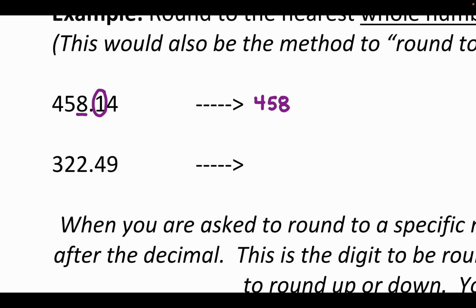Next example, 322.49. So the second 2 is what we're concerned with. 4 is going to tell us what to do with it. We don't look at the 9. So remember the last example in the round to the nearest 100, only the 4. So that means 2 stays the same, and we're left with 322.